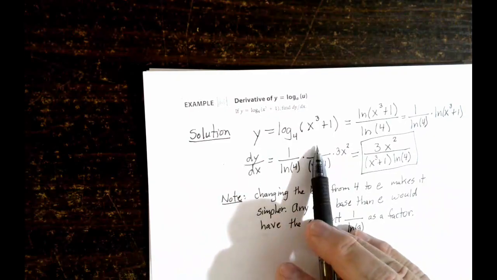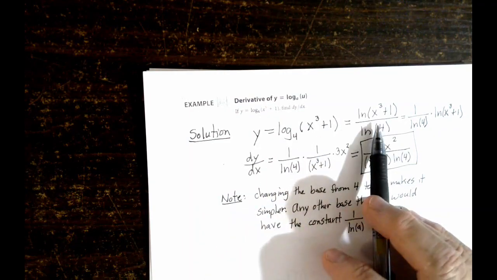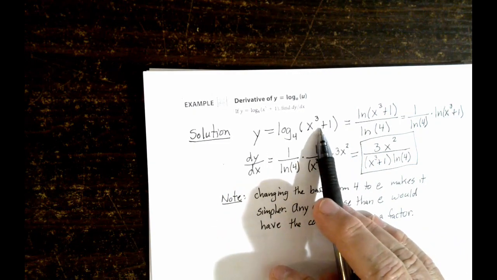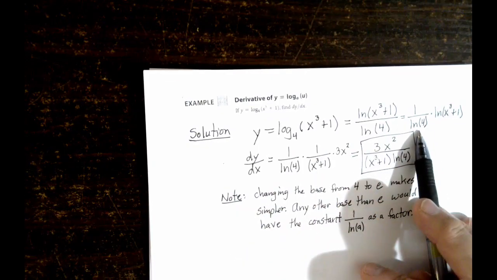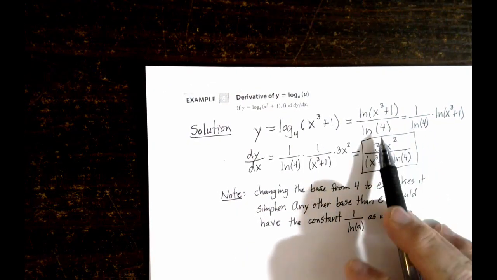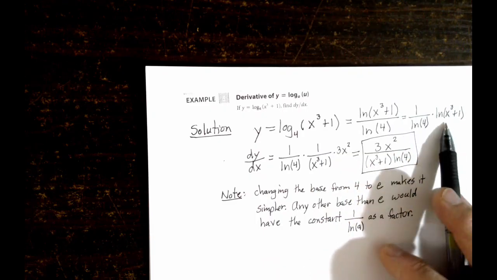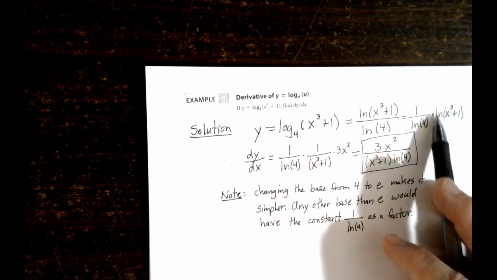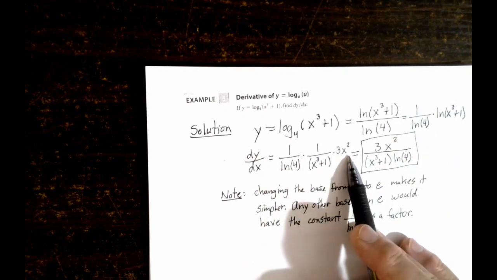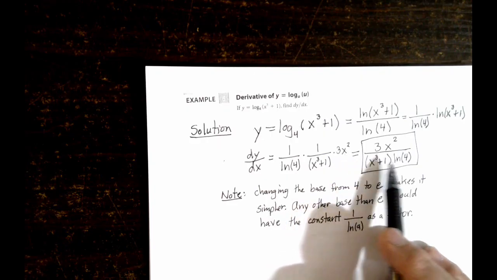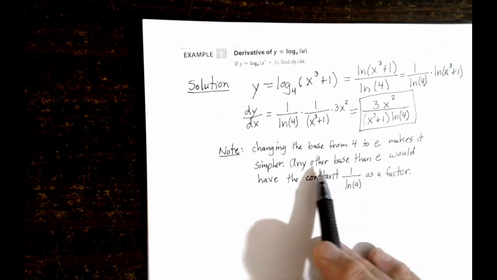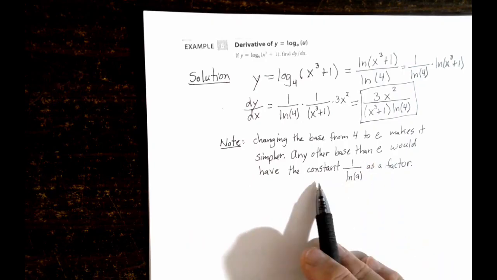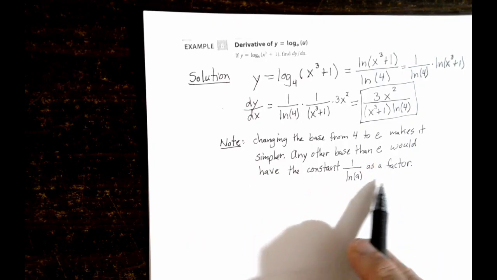Alright, if y equals this, find y prime. So let's rewrite it using the change of base formula. So you've got ln of the top divided by ln of 4. And you can bring the ln of 4 out front and write it as 1 over ln of 4 times that guy. So now when you take the derivative, remember this guy is just a constant, so you're really only taking the derivative of that guy, which is 1 over it times the derivative of it. Which gives you this guy. Note, changing the base from 4 to e makes it simpler. Any other base than e would have the factor 1 over ln of that as a factor.